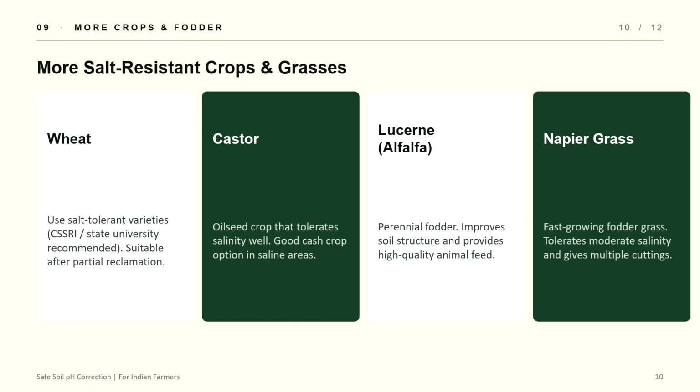Second alternative crop is castor, an oilseed crop that tolerates salinity well, a good cash crop option in saline areas. Third one, lucerne, alfalfa, a perennial fodder that improves soil structure and provides high quality animal feed. And the last one is Napier grass, a fast growing fodder grass that tolerates moderate salinity and gives multiple cuttings. At present, super hybrid Napier grass grows better in saline soil also. It can tolerate 1000 to 1500 TDS water.